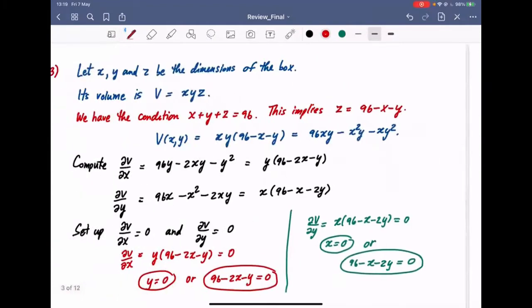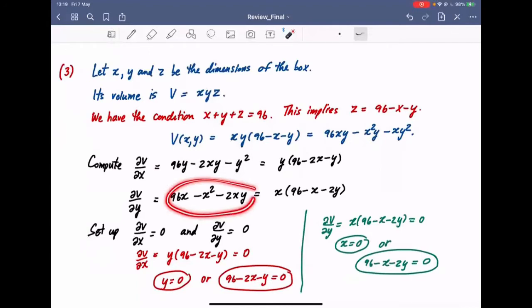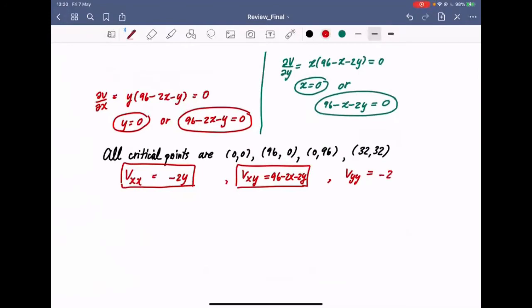And then the last one, vyy. So you're going to have that. And then, okay, differentiate with respect to y one more time: 0, 0, and minus 2x. Okay. Well, you have everything here.